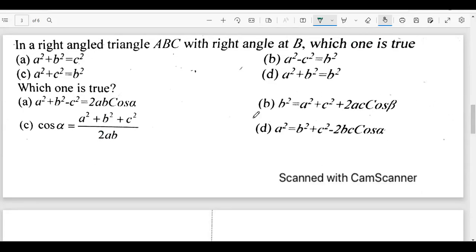Okay. Now it says in a right angle triangle ABC with the right angle at B, which one is true? Yes. The right angle is at B. So the hint is Pythagoras theorem. Okay. Let's say we have a triangle. This is A, B, and C. They are saying right angle is at B. This is the right angle. This side is A. Then this side is B, and this side is C.